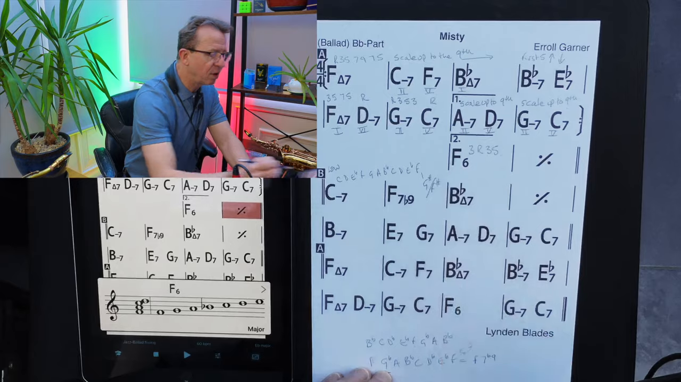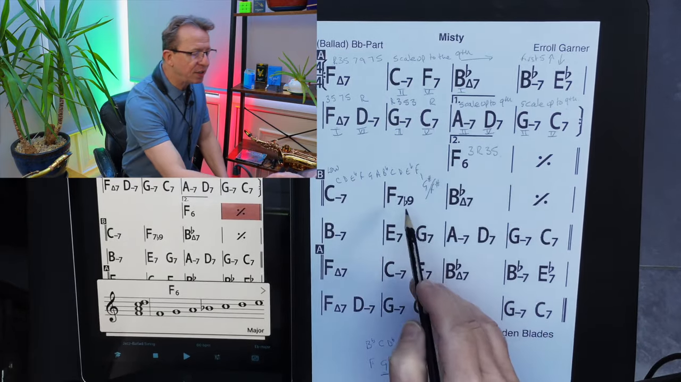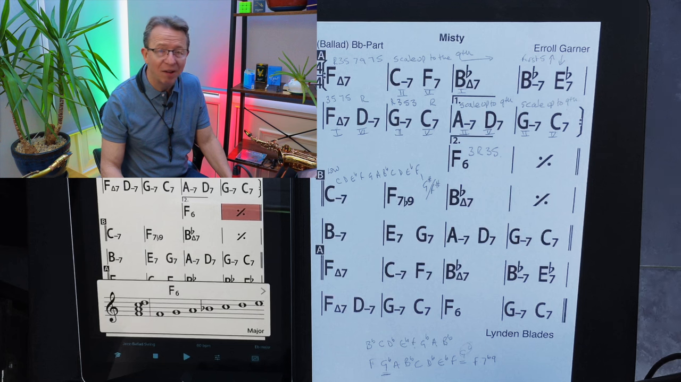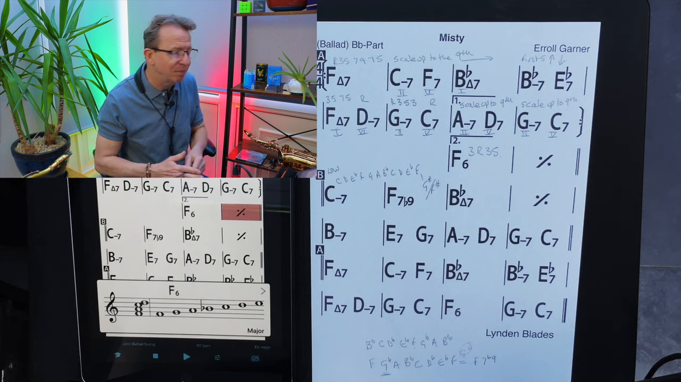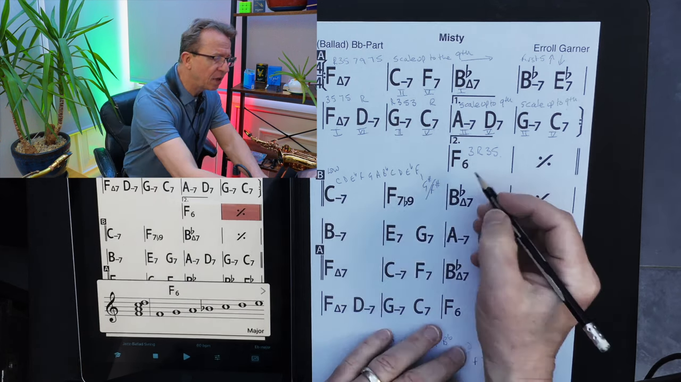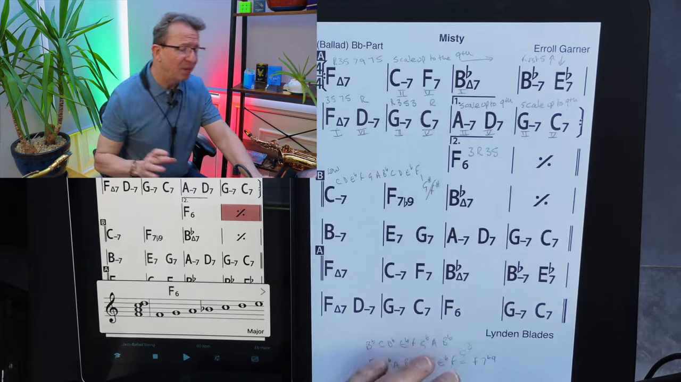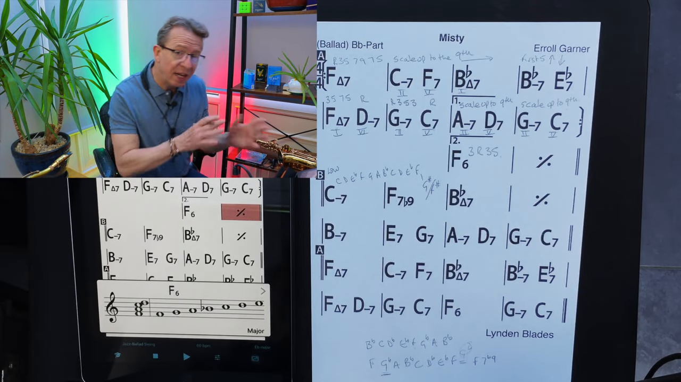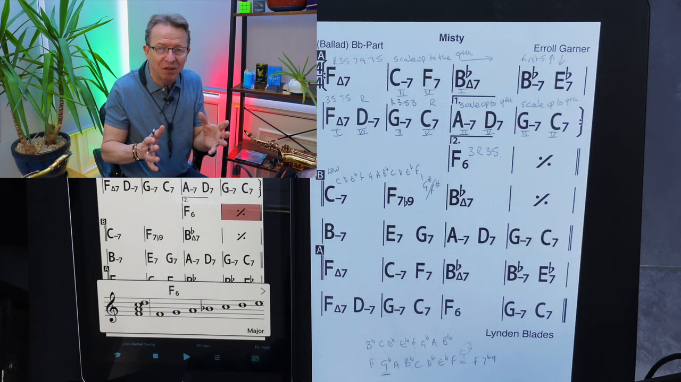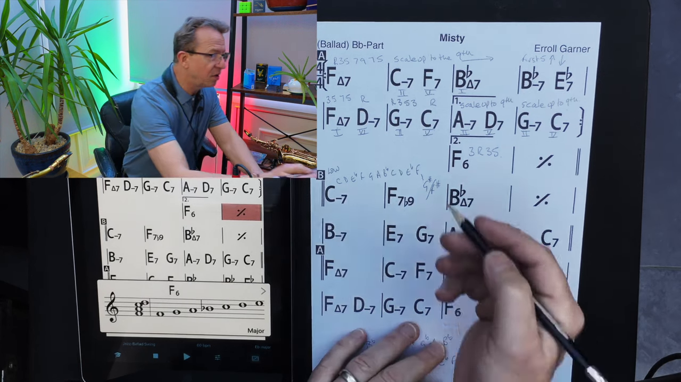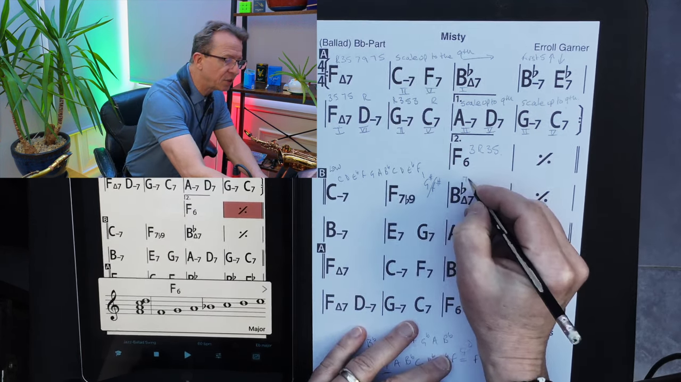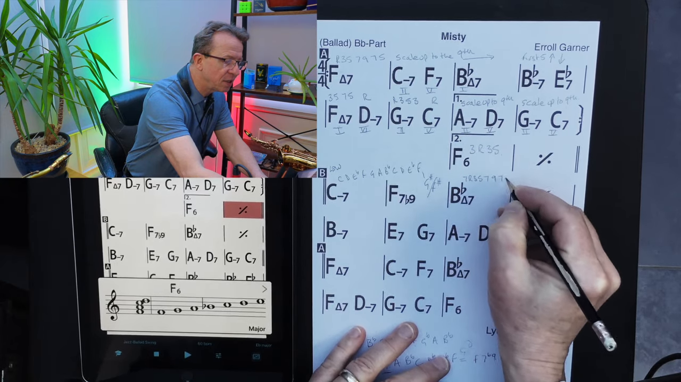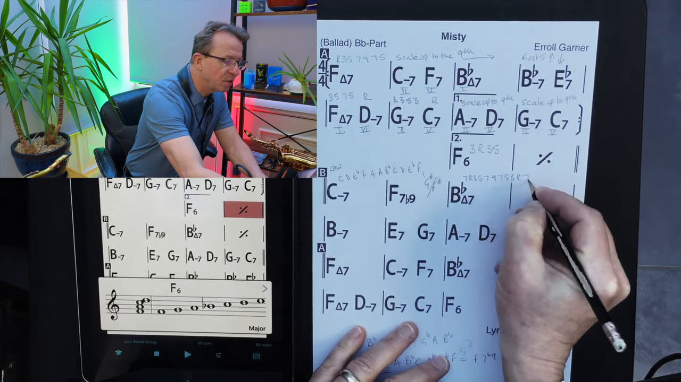Actually, I'm not dropping down, I'm going up. And that is going to pull out the beautiful colour of that F7 flat 9, because I'm playing the flat 9. And then on this B flat major, I'm going to use a technique which I've definitely done in one of my tutorials, which is to hit all of the chord tones, but instead of starting on the root, I'm going to start on the 7th. So I'm going to be playing 7, root, 3, 5, 7, 9, 7, 5, 3, root, and 7.